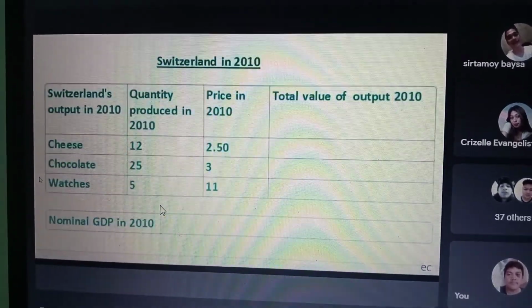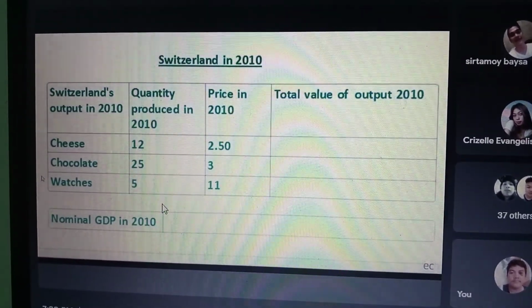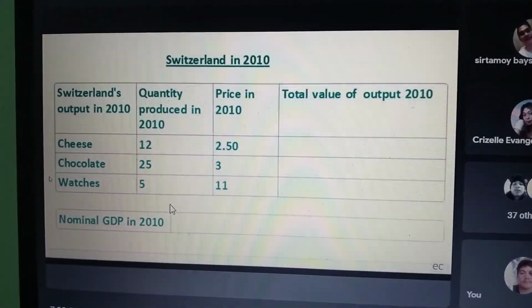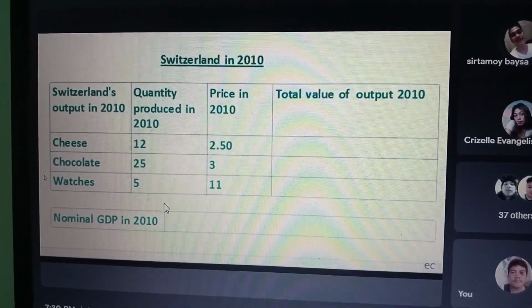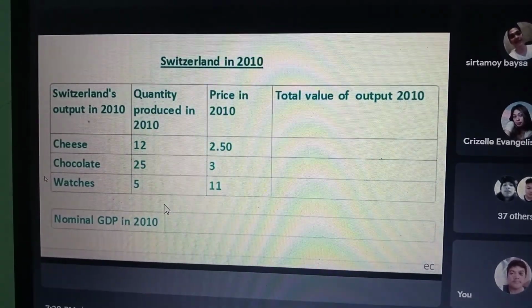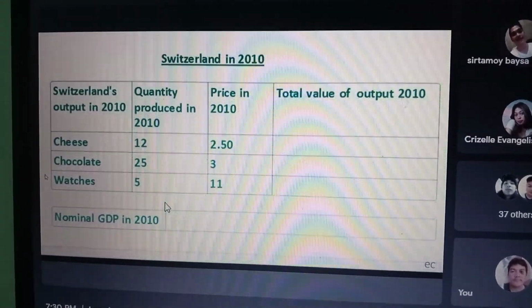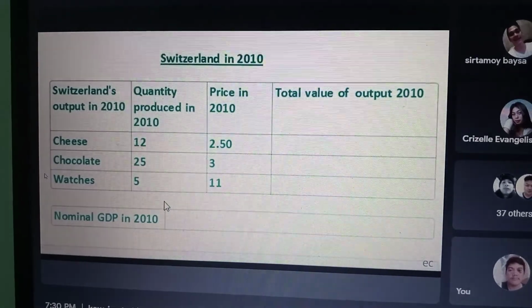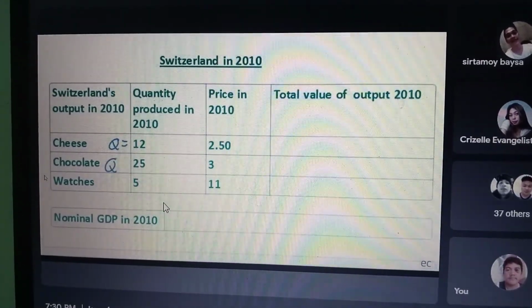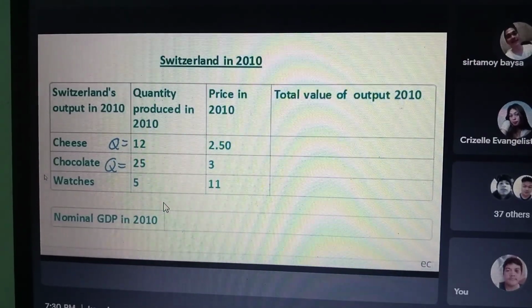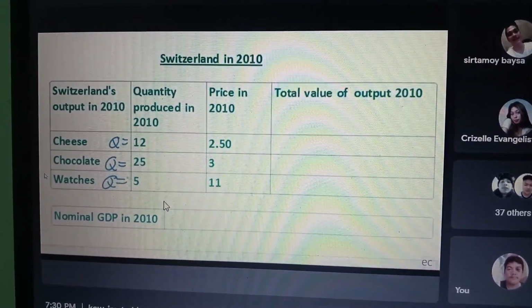And then we'll see why nominal GDP is somewhat an inferior measure of the actual output of Switzerland between these 2 years. As we can see in 2010, Switzerland's output of cheese and chocolate increased. Cheese increased from 10 to 12, so the quantity has increased. Chocolate increased from 20 to 25, and watches stayed the same. There was no change in the output of watches.